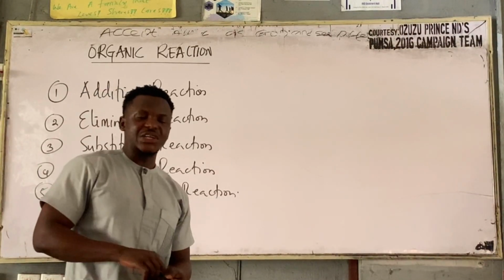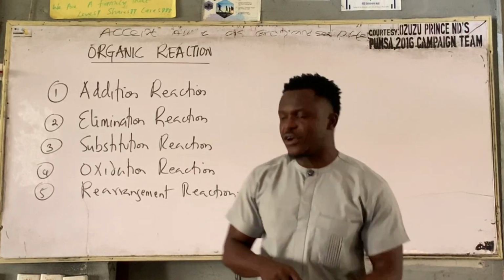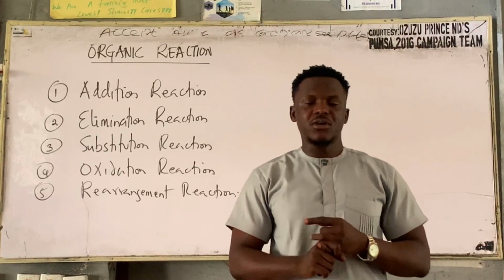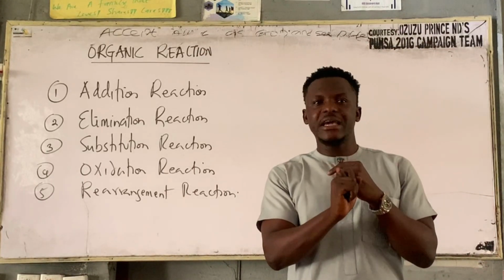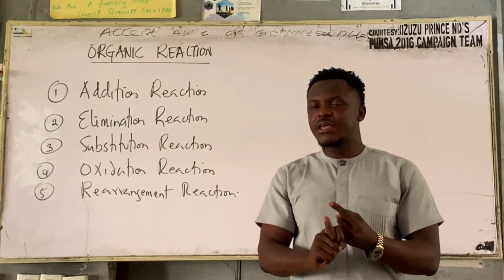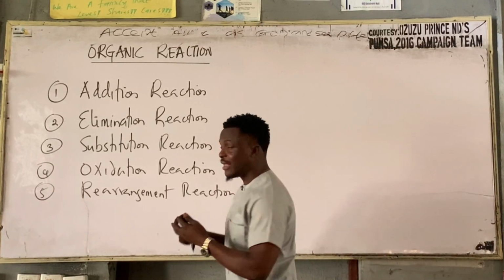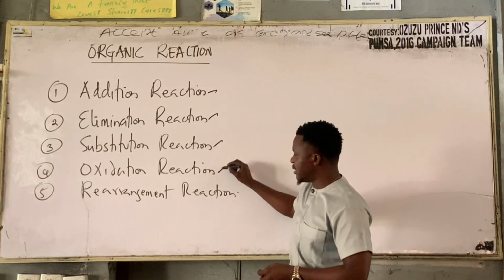Now, I'm going to explain these reactions briefly. When we start taking them one after the other, it's not as if we are going to take addition reaction, no. We're going to look at alkanes, because chem 1-3 is basically about hydrocarbons, right? So we're going to look at alkanes, their reactions, alkenes, and alkynes. And you notice that many of them will pick their reaction from this guy.